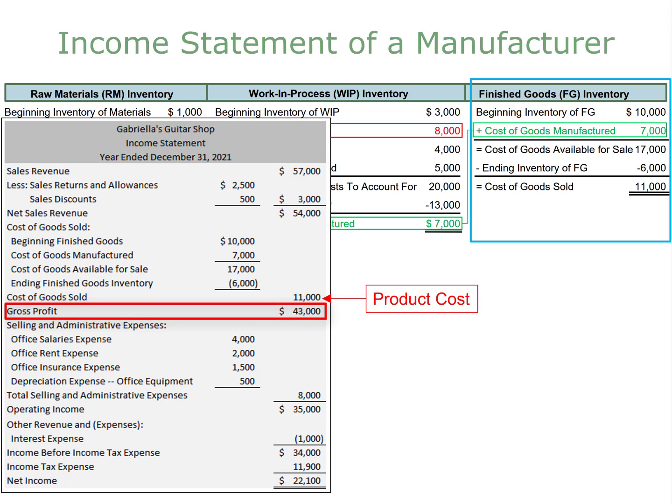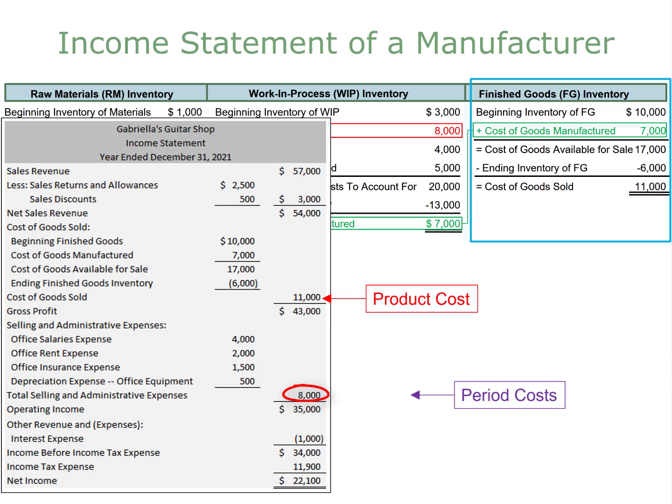After that, we list all of our expenses that did not have to do with manufacturing the guitars. This includes office salaries expense, office rent expense, and depreciation expense for the office equipment. They combine for a total of $8,000 of selling and administrative expense. These are also known as period costs. They are costs not associated with manufacturing the product, so they are expensed in the period in which they occurred.